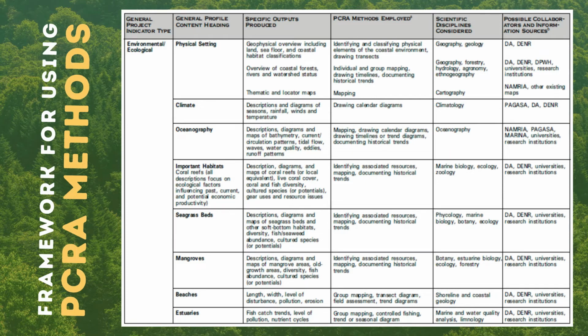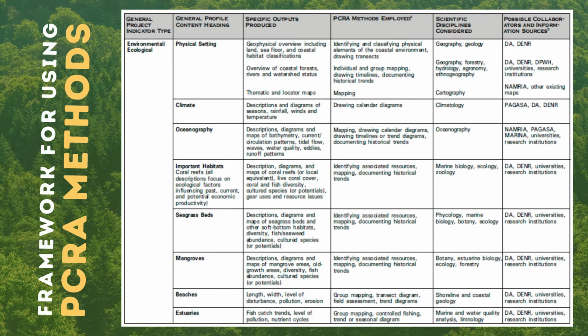First is to identify and classify physical elements of the coastal environment by drawing transects. Individual and group mapping, drawing timelines, documenting historical trends, and lastly, mapping. So this involves disciplines such as geography, geology, forestry, hydrology, agronomy, ethnogeography, and cartography.